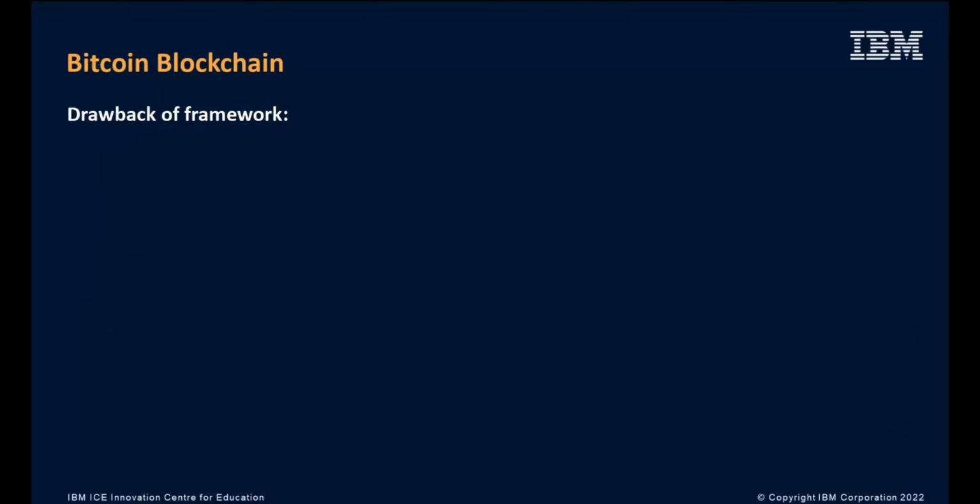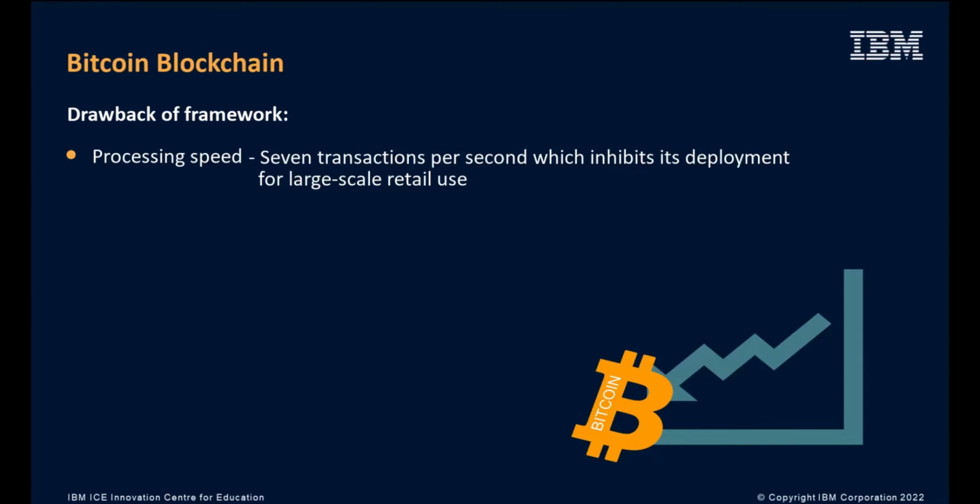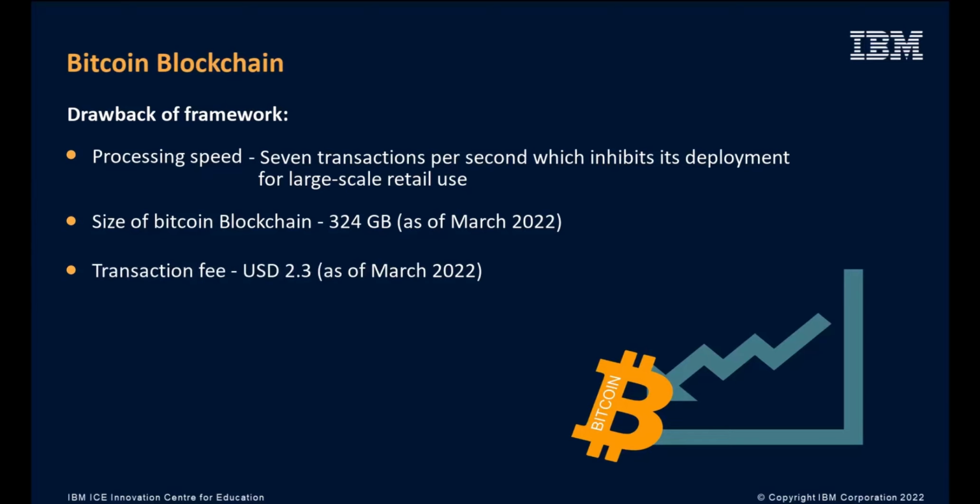The most notable drawback of the framework is the processing speed. It is about 7 transactions per second, which inhibits its deployment for large-scale retail use. The size of Bitcoin blockchain is 324 GB. The transaction fee is in the range of $2.3.